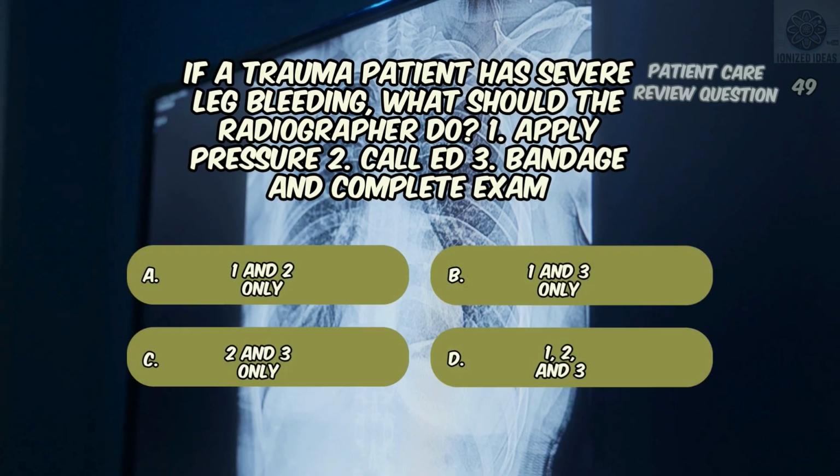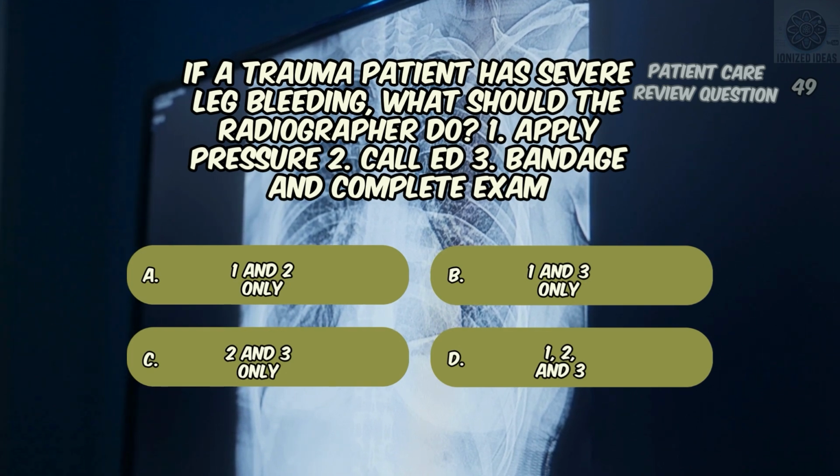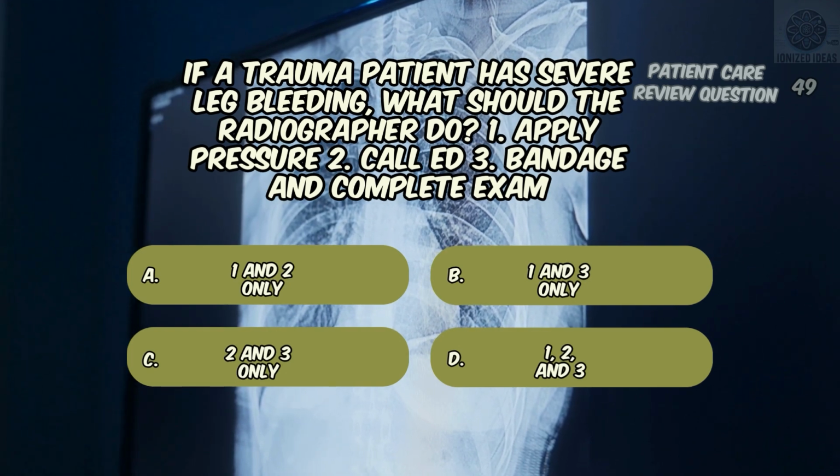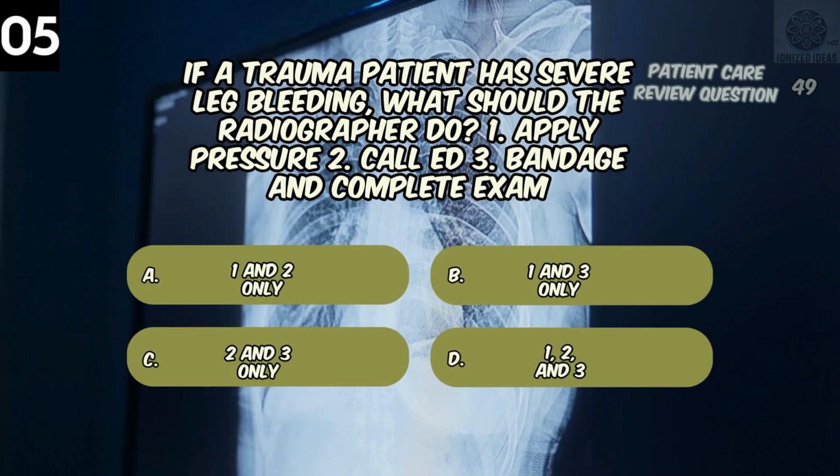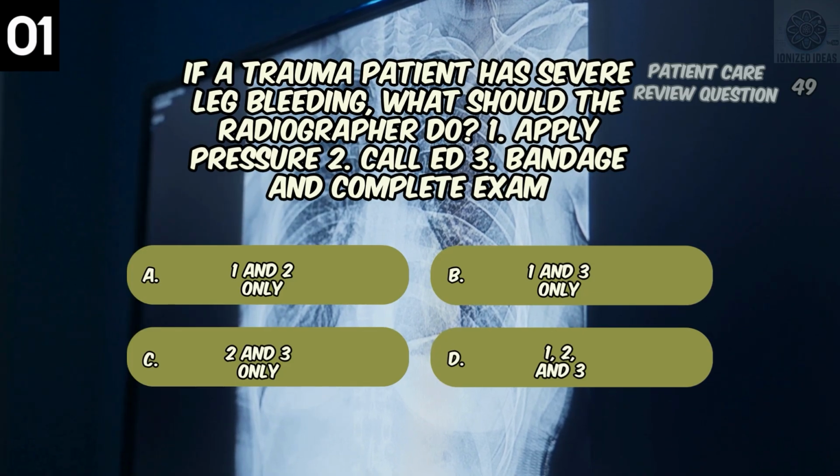If a trauma patient has severe leg bleeding, what should the radiographer do? 1. Apply pressure. 2. Call ED. 3. Bandage and complete exam. A. 1 and 2 only. B. 1 and 3 only. C. 2 and 3 only. D. 1, 2, and 3.